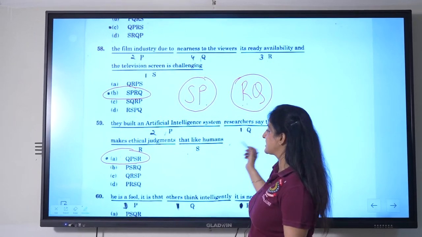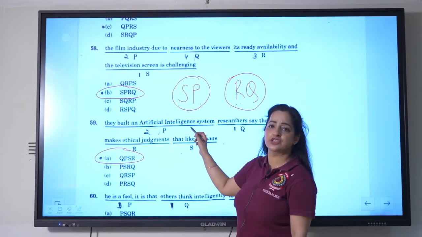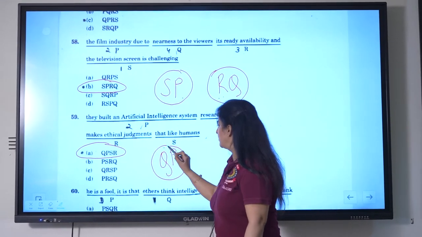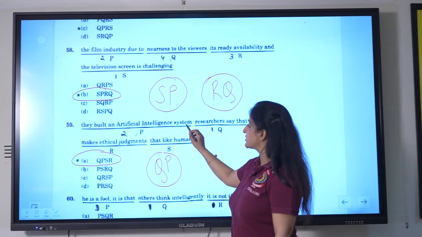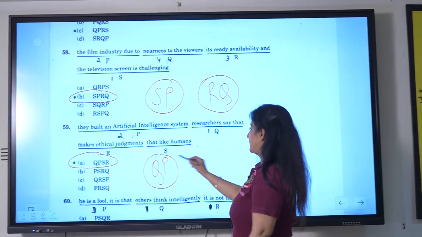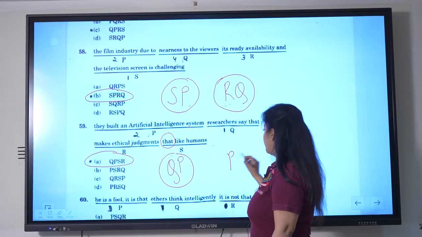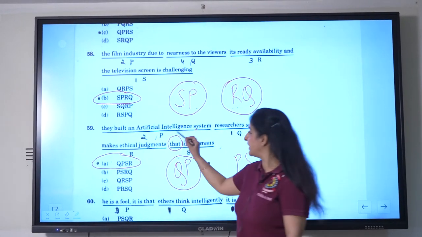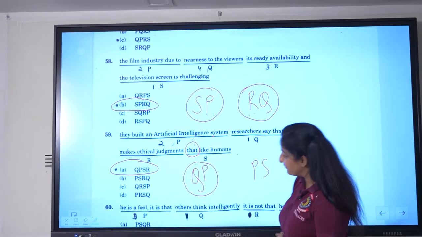Okay. 59, we begin with Q. Researchers say that. Now what do they say? That they built an artificial intelligence system. So that's how Q and P is connected. Ye kaha unhone? They built a system, artificial intelligence system that like humans. Ab ye that yahan kya hai? Yehi system. So that's how P and S connected. In class I kept saying relative pronouns pe dhyan do. Ye that kya hai? Yehi system. Right, okay, so moving on.